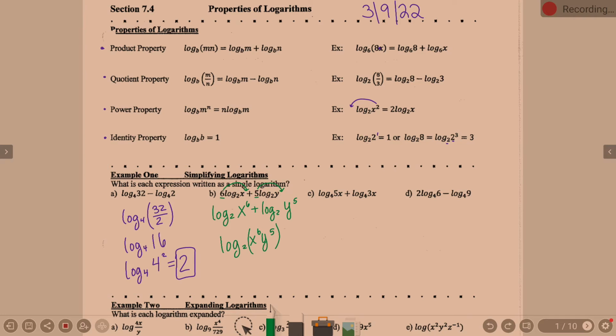And then on this one, this is as far as you can go. My base of 2 does not match any, I have base of x and base of y, so those don't match. So we're done right there. Okay. Let's try C. Log base 4 of 5x plus log base 4 of 3x.